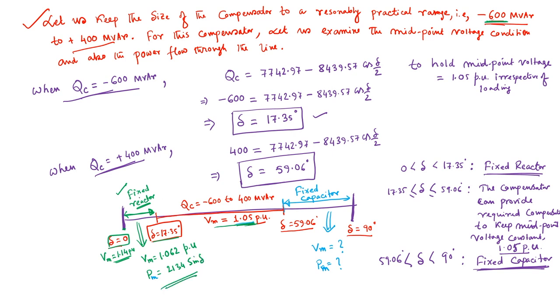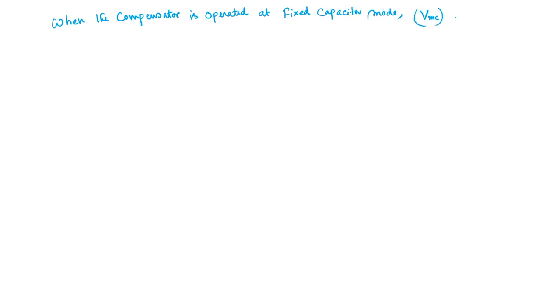So, this is obtained for the reactor operation at fixed mode, or for the compensator operation at fixed reactor mode. Now, let us find out, when the compensator is operated at fixed capacitor mode, what will be the VM midpoint voltage compensated at this particular condition.